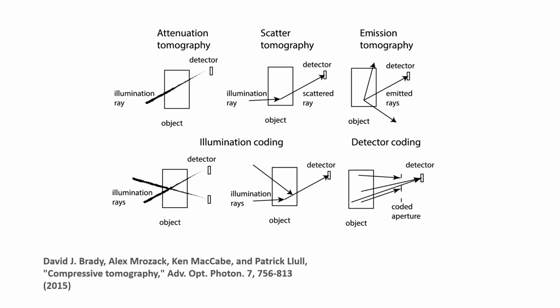This figure illustrates a variety of different types of tomography and different ways of coding the rays that we use to illuminate a source or detect from a source. We have attenuation tomography, where rays are attenuated as they go through an object. We could have scatter tomography, where we try to reconstruct objects from the rays that are scattered within the object. We have emission tomography, where rays are emitted within the object. And for these different types of tomography, we can code the illumination and we can code the rays that we see on detection.